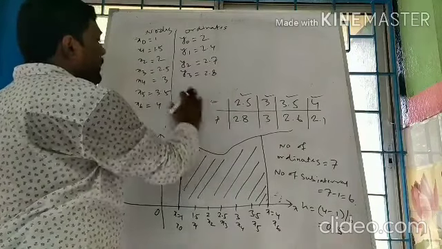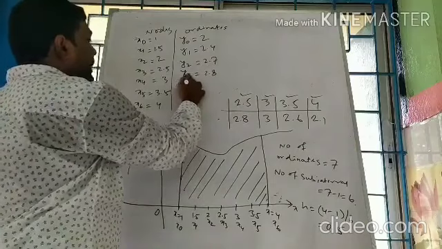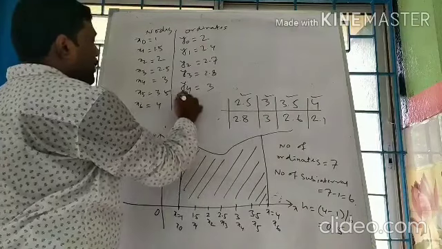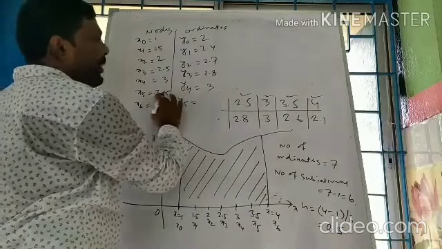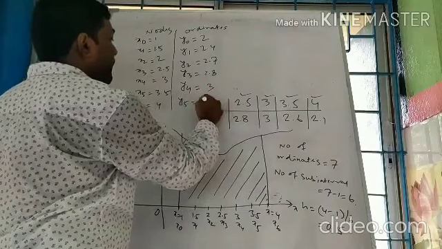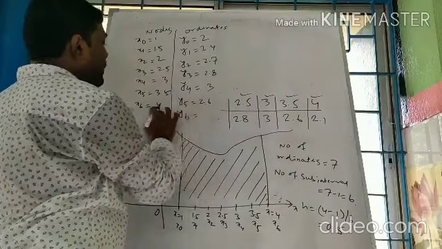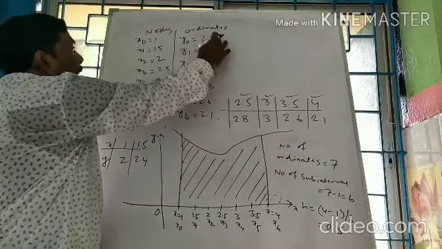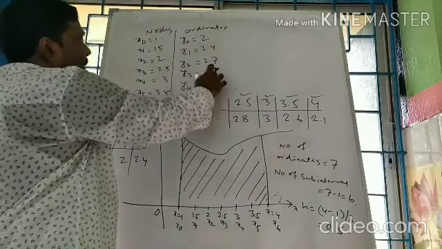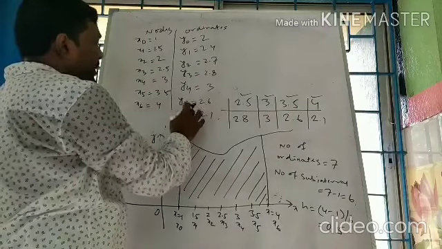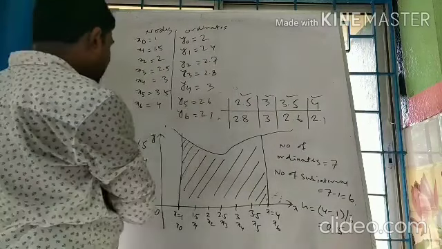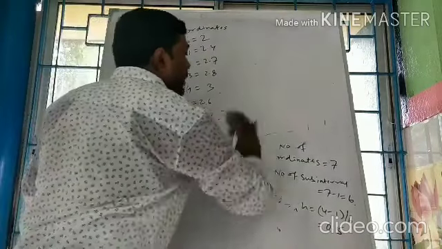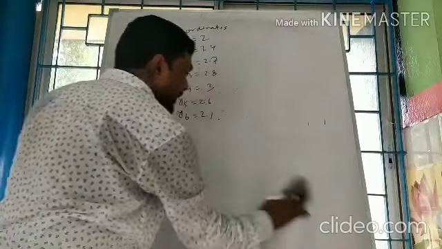Next y4, at the point 3, the value of y is 3. y5 at the point 3.5 is 2.6. Next y6 at the point 4 is 2.1. So y0 is 2, y1 is 2.4, y2 is 2.7, y3 is 2.8, y4 is 3, y5 is 2.6, y6 is 2.1. We have to calculate the area bounded by the curve y equals f(x) and the straight lines x equals 1, x equals 4.